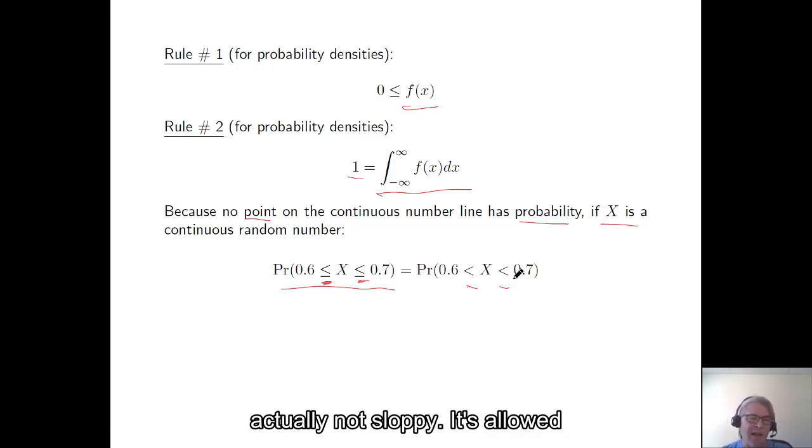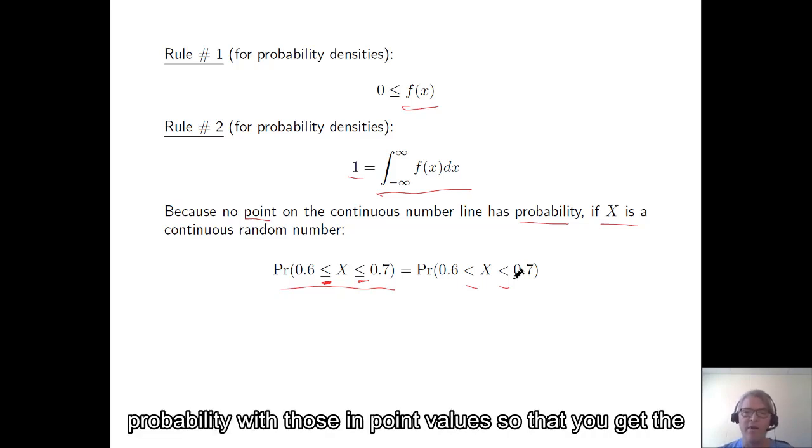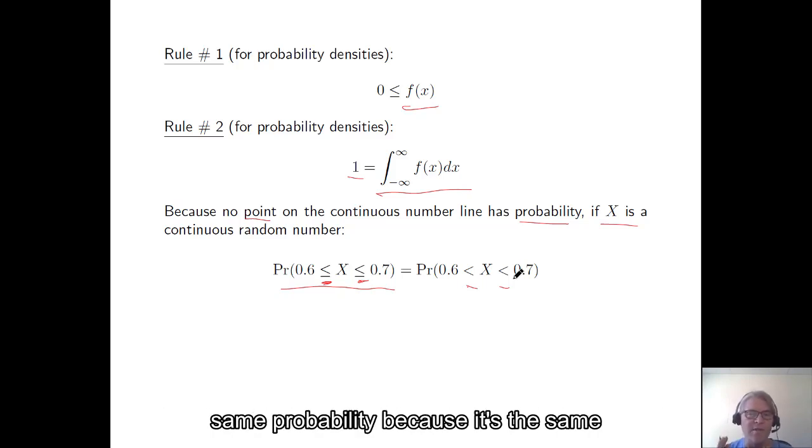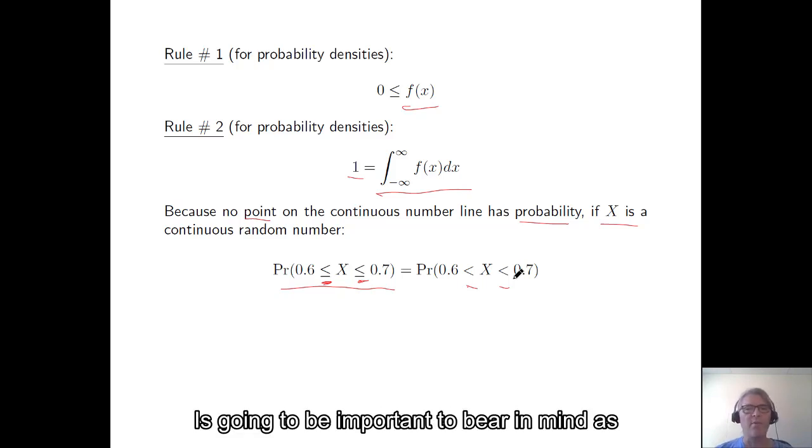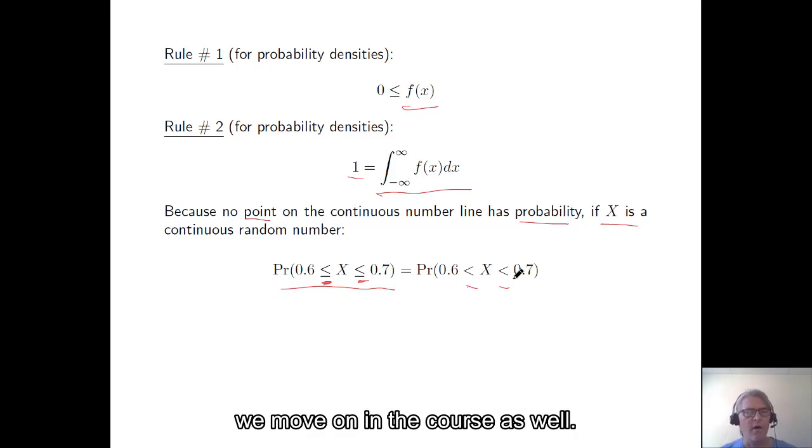But that's actually not sloppy. It's allowed because in this case there is no probability with those endpoint values, so you get the same probability because it's the same region that we're talking about. Okay, that's going to be important to bear in mind as we move on in the course as well.